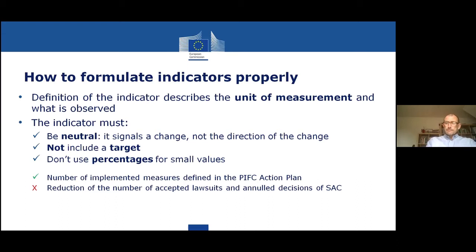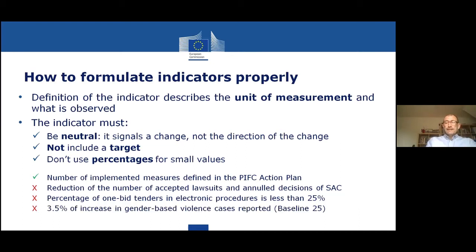Yeah. So for example, if there's a bad one, reduction of the number of accepted lawsuits and annulled decisions of the State Audit Commission. So there we say reduction in the number. So immediately we are infecting the definition with some kind of direction. Percentage of one-bidded tenders in electronic procedures is less than 25%. There again, we have a target included in the definition, and we don't want that.